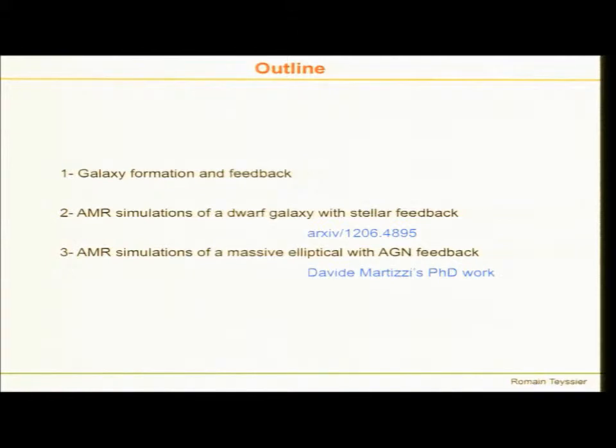The first one is a recent paper that was posted on the arXiv about the simulation of an isolated dwarf, so it's not a cosmological simulation, with stellar feedback, and what are the observational consequences that we can draw out of this simulation. And then the second part will be dedicated to the work done by Davide Martizzi in Zurich on the formation of massive ellipticals, and of course the role of AGN feedback.